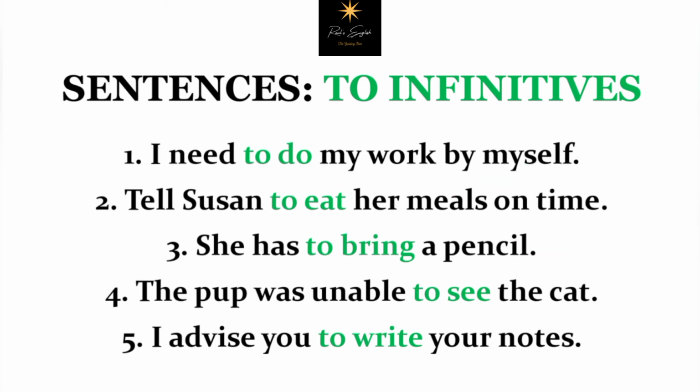Number 3, she has to bring a pencil. She has to do what? She has to bring a pencil and an eraser with her. Okay, so she has to bring, to eat, to do. The pup was unable. Okay, the pup was unable to do what? Was unable to see the cat because he was a small, tiny little pup. So he was unable to see the cat, still learning the ways of life. Number 5, I advise you to write your notes. I advise you to do what? To write your notes. So these were all to infinitives.